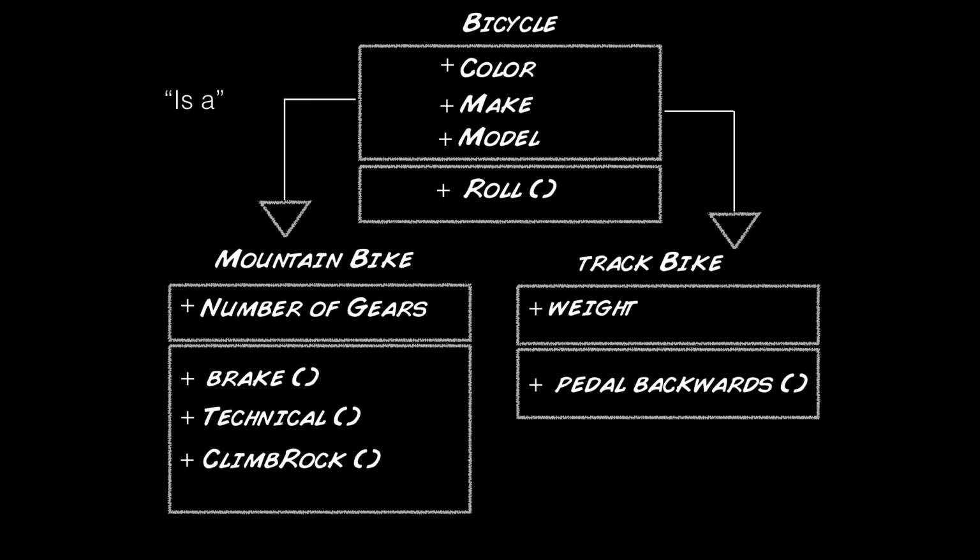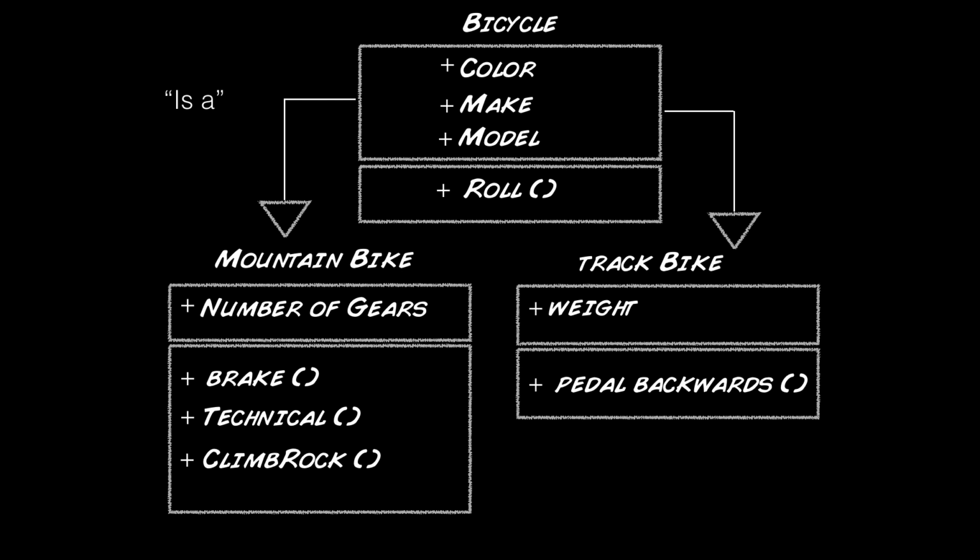I just realized these are backwards. The arrow should actually be pointing at bicycle, not track bike. I'll fix that in the slides later on. All right, so just follow the arrows, and that should point to the superclass. And that's how you consider the "is a" relationship. So that's mountain bike is a bicycle, track bike is a bicycle.